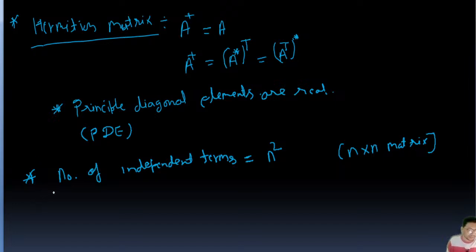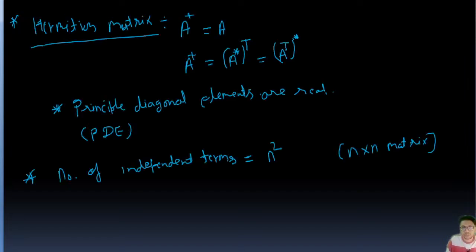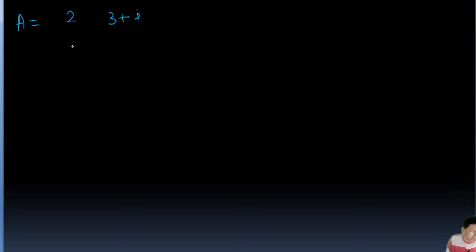So I'll give you an example. The matrix A is given as 2, 3 plus i, 3 minus i, and 4. We need to check whether this matrix is Hermitian or not. For this matrix to be Hermitian, A dagger should be equal to A. This is the condition for Hermitian.